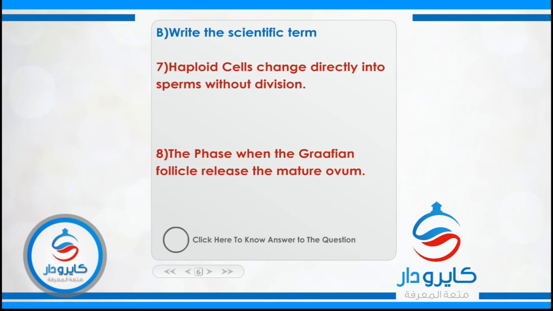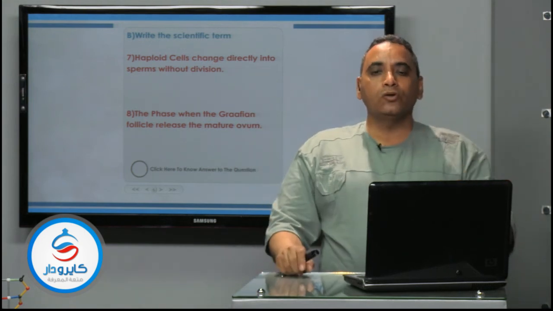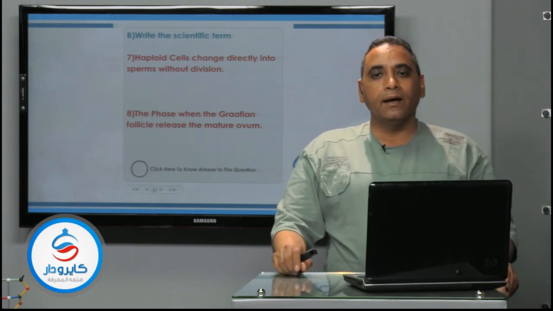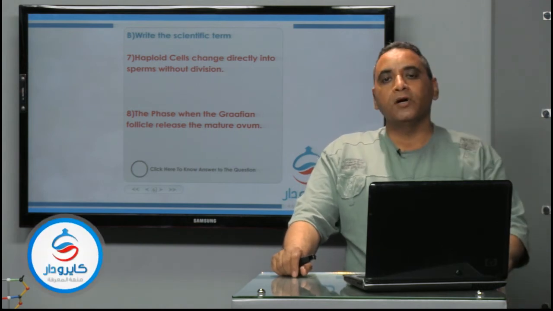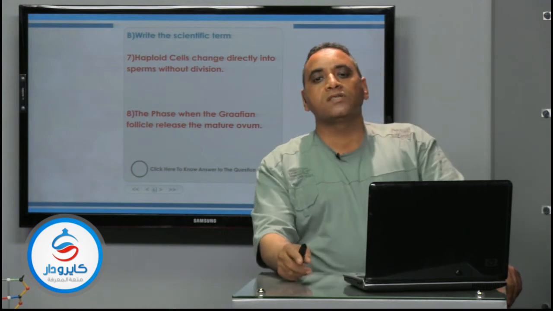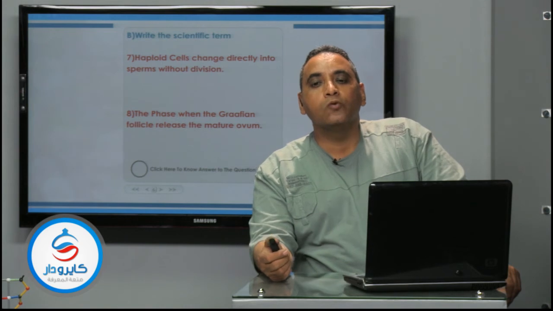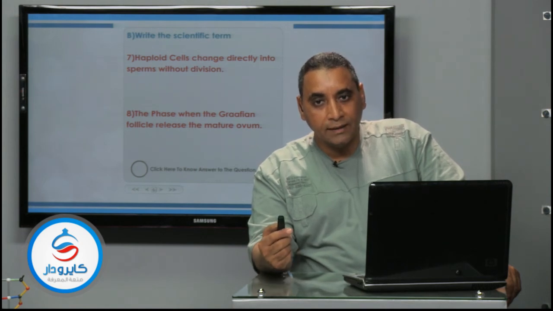The cells are called the spermatids. The spermatids are haploid cells. One end of the haploid cell changes into a sperm by the formation of the neck region containing centrioles, the midpiece containing mitochondria, and the tail or caudal piece. So the question asked about the haploid cells which change directly into sperms without division, and these are the spermatids, which takes place inside the seminiferous tubules of the testes.